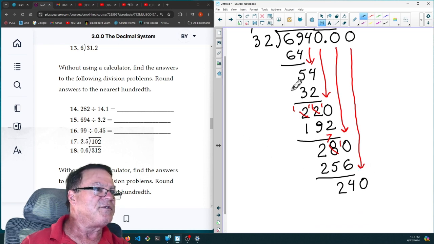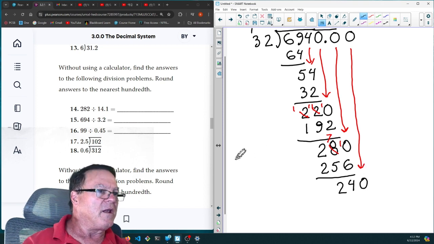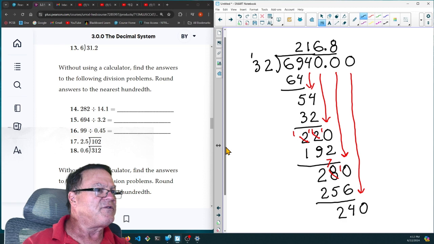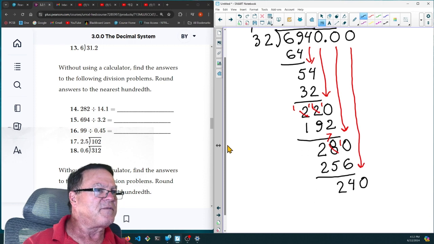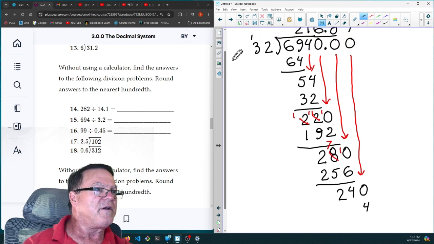And now 32 goes into 240. Let's see here. I'm going to try 7. Let's see if I can make it work. 7 times 2 is 14. Carry the 1. 7 times 3 is 21, plus 1 is 22. Yeah, that works, 22. All right.